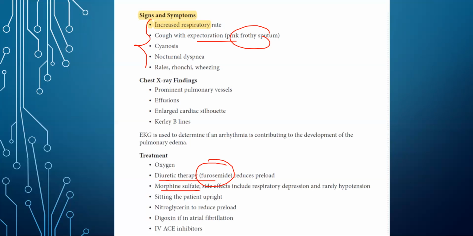You can also give morphine in this patient because that usually settles the anxiety the patient has got because of severe difficulty in breathing. You can give nitroglycerin to reduce the preload, which means reduce the blood volume that's coming to the heart. So that's pretty much the management of acute pulmonary edema. So you have to give a lot of furosemide to reduce the volume down.